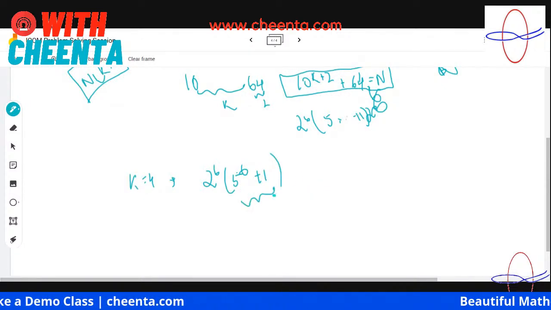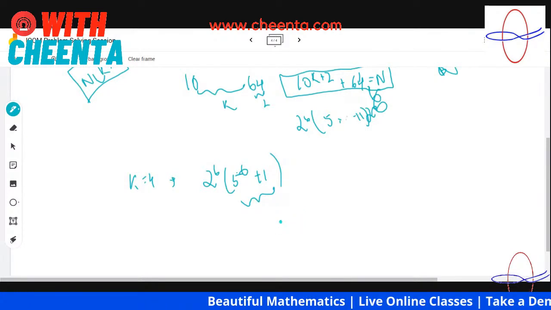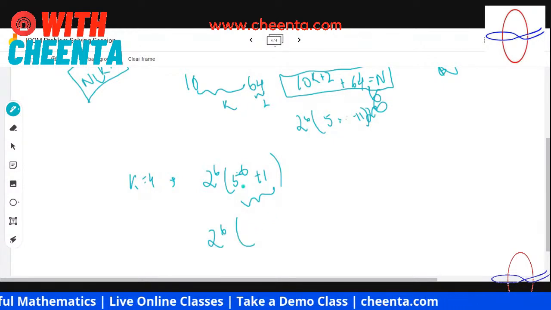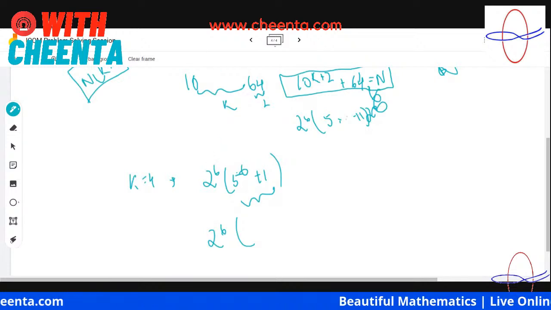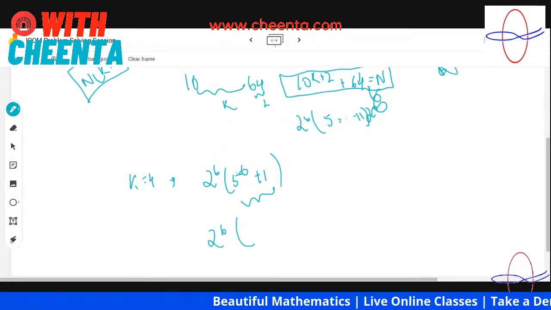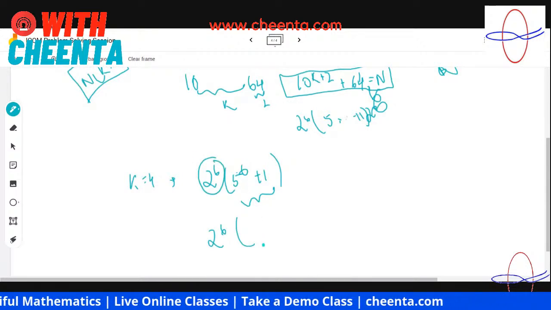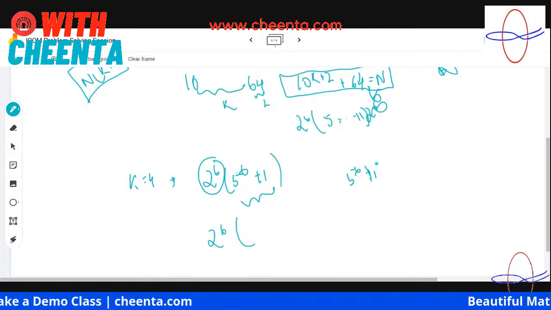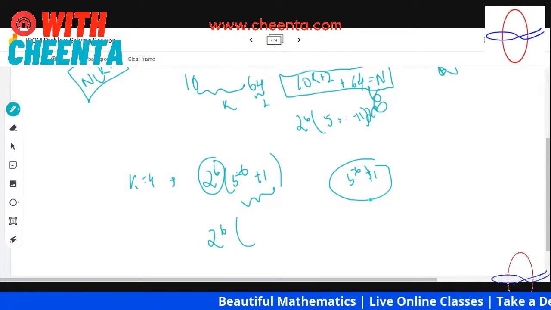Now this is also divisible by 2, right? How much is it divisible by 2? That's the idea. 2 to the power 6 times, what is this? Can someone tell me what is the maximum power of 2 that can divide this? Yes, it's not over. So 2 to the power 6 is not the whole idea. There's something more. So how many factors of 2 does 5 to the power 6 plus 1 have? Can someone tell it to me?